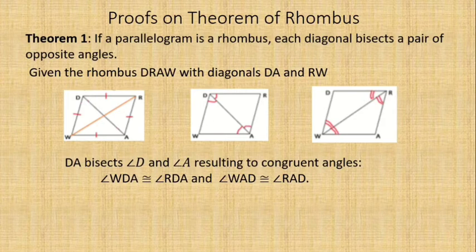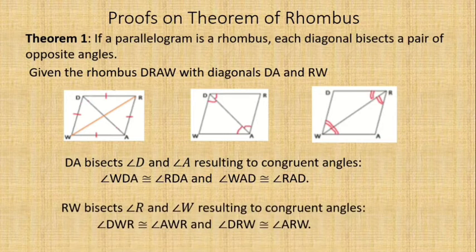Angle WDA is congruent to angle RDA, and angle WAD is equal to angle RAD. And line segment RW bisects angle R and angle W, resulting in congruent angles. The angles are angle DWR, which is congruent to angle AWR, and angle DRW is congruent to angle ARW.